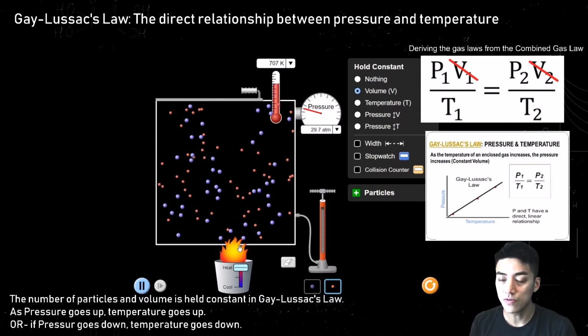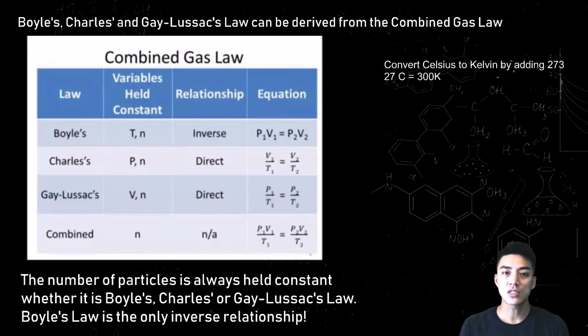So they both move in the same direction. So in short summary, before we start doing some of these gas law equations, all three gas laws can be derived from the combined gas law. You just have to know that the number of particles is being held constant. Boyle's law is the only one with an inverse relationship. And finally, before you start plugging in for temperature, make sure it's always in Kelvin, and to do so, you always add 273 to the Celsius temperature.